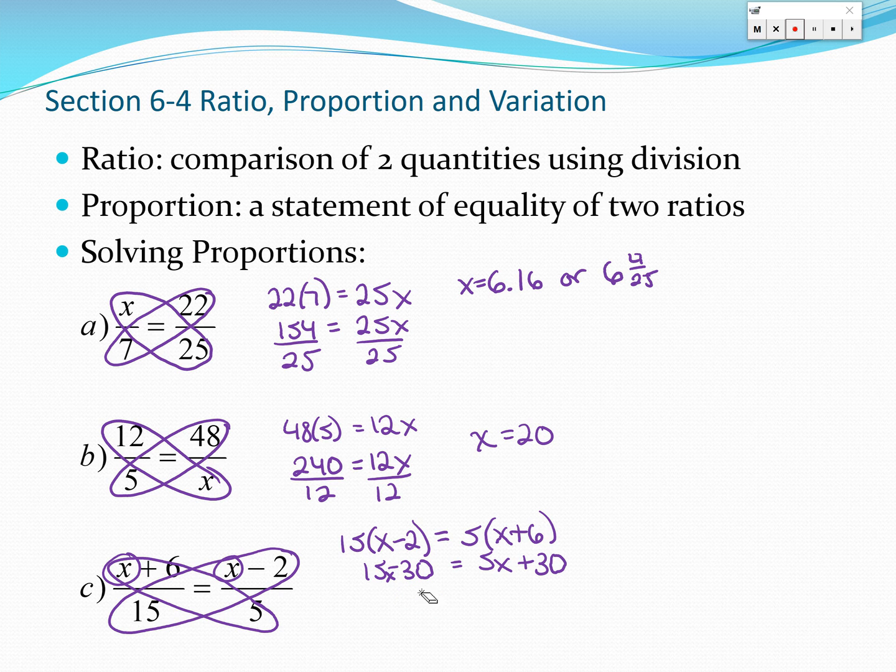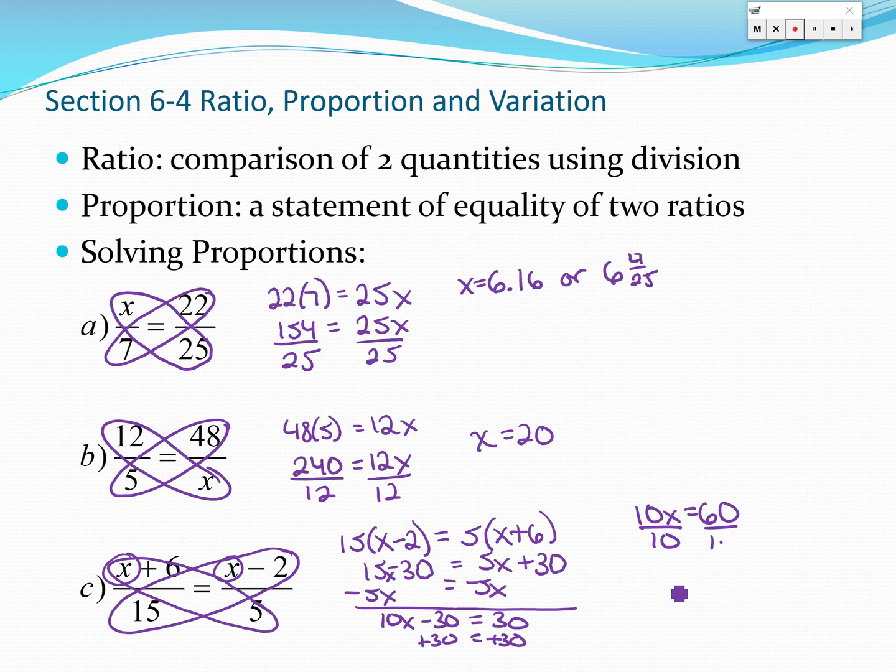And you can go about solving however you would like. I like to move my variables first, but it's entirely up to you. And I'm going to run out of space. I end up with 10x equals 60. And x equals 6. So I'm sure you're very familiar with solving proportions like A and B, but C you might not be so familiar with.